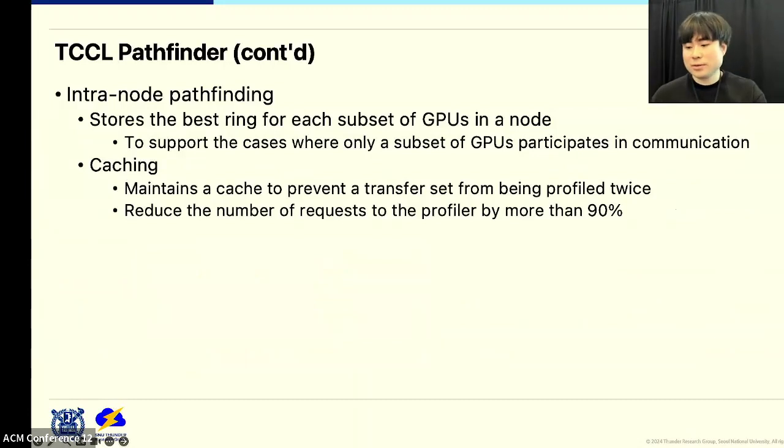The pathfinder stores the best ring for each subset of GPUs in a node to support the cases where only a subset of GPUs participates in communication. The pathfinder also maintains a cache to prevent a transfer set from being profiled twice. The caching greatly reduces the number of requests to the profiler by more than 90%.